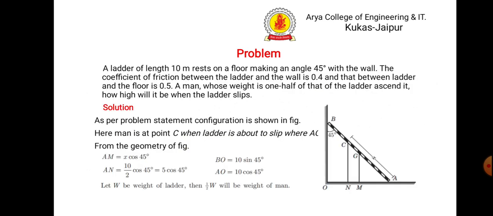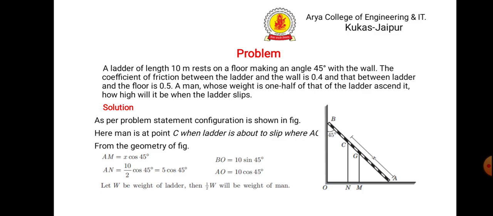We will see one more problem. A ladder of length 10 meter rests on the floor making an angle of 45 degrees with the wall. The coefficient of friction between the ladder and the wall is 0.4 and that between the ladder and the floor is 0.5. A man whose weight is 1/2 of that of the ladder ascends it. How high will he go when the ladder slips? As per the problem statement, we have just drawn the figure. At point C there is a man, and the ladder is about to slip.